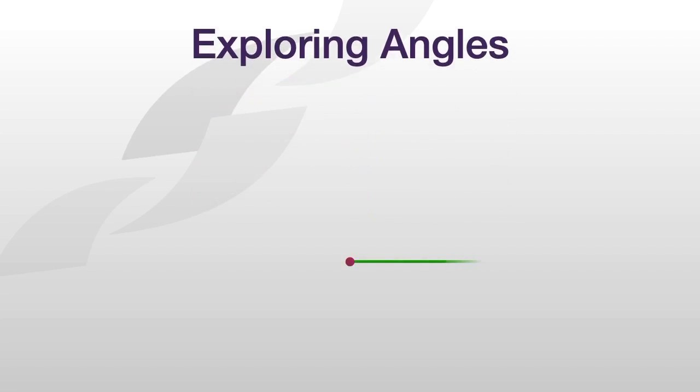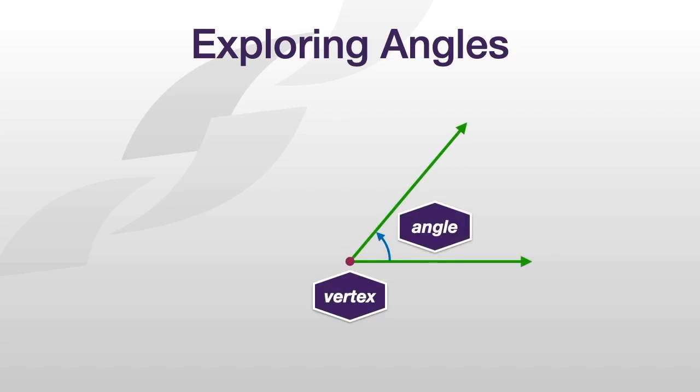When a straight line has a fixed starting point and no endpoint, it is called a ray. An angle is generated when a ray rotates about its fixed point. The center point of the rotation is called the vertex, and the measure of the rotation is the angle.